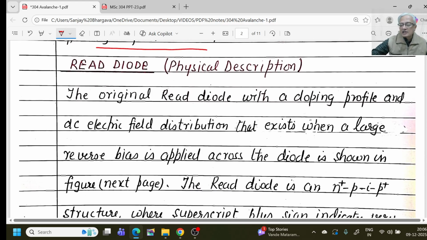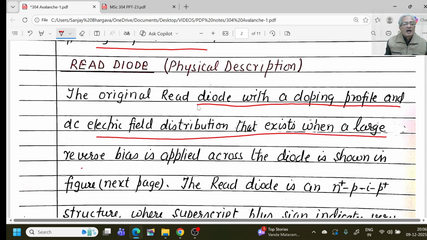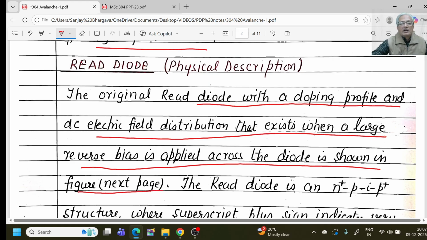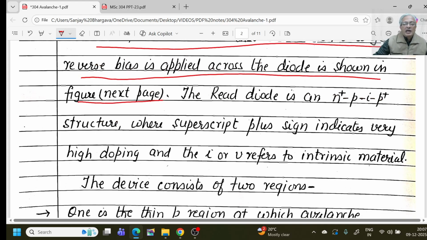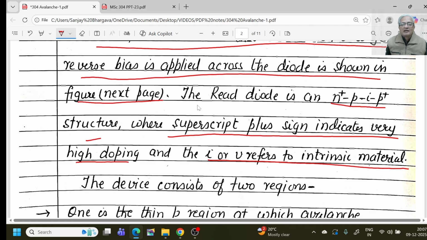Let us physically describe the Read diode. The original Read diode, with a doping profile and DC electric field distribution that exists when a large reverse bias is applied across the junction, is shown in the figure on the next page. The Read diode is an N plus P I P plus structure where the superscript plus sign indicates a very high level of doping and I refers to the intrinsic material.